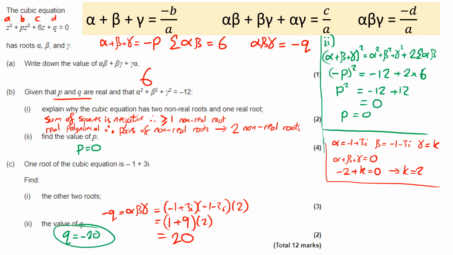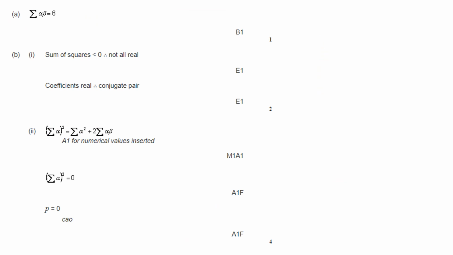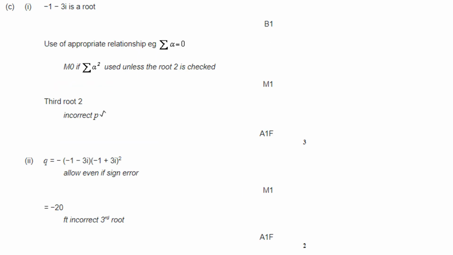Okay, so that was a full question. Let's just quickly check the mark scheme. So you can see it's obviously very cut down. They've got 6 for the first one. They've got the negative sum of squares and the real polynomial. They work out the sum of these things squared and then get to p is 0. And then obviously we've got our complex conjugates, third root is 2, and yeah, we get -20 for q.